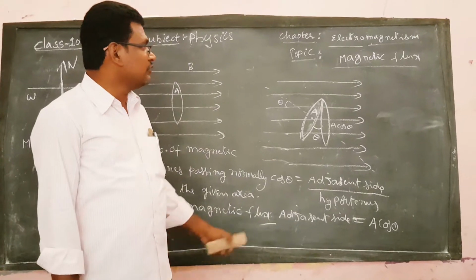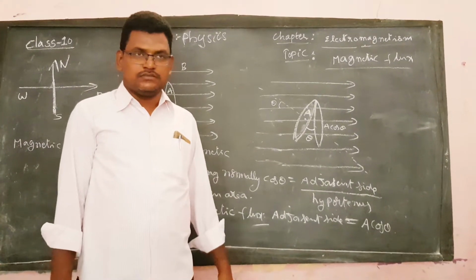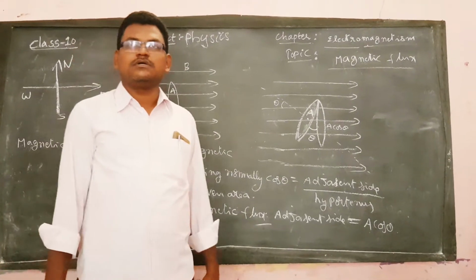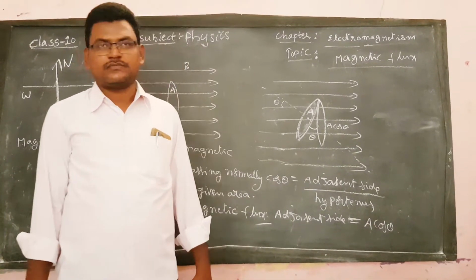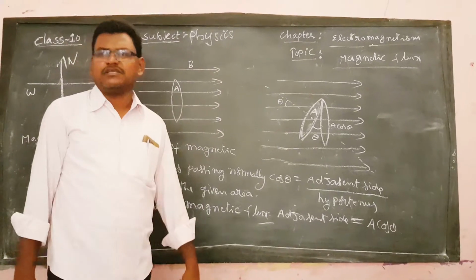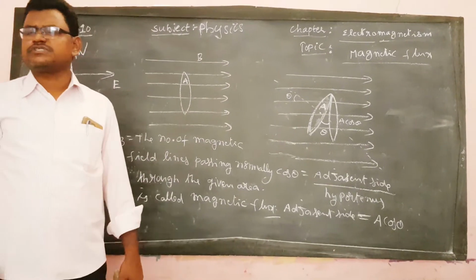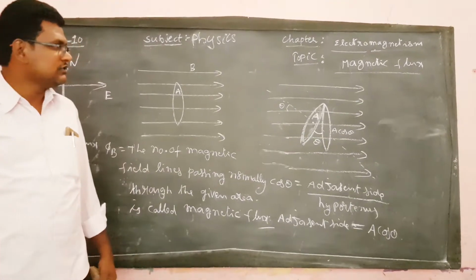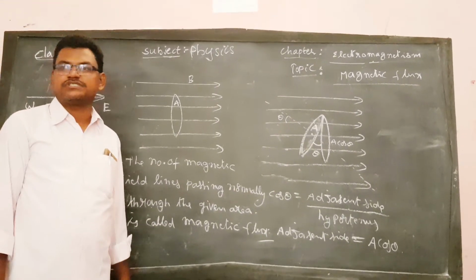In the previous class, I explained about Einstein experiment, magnetic field lines, and magnetic field lines strength. Now let's see magnetic flux. This is the most important topic, and it is very easy and very important.